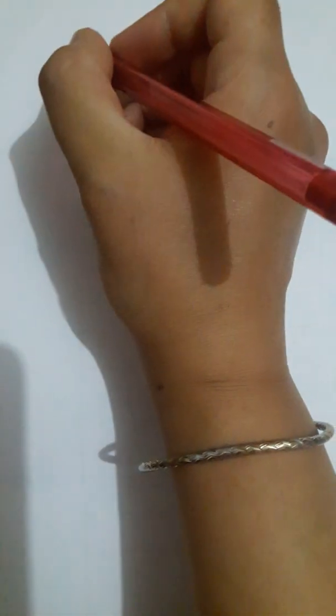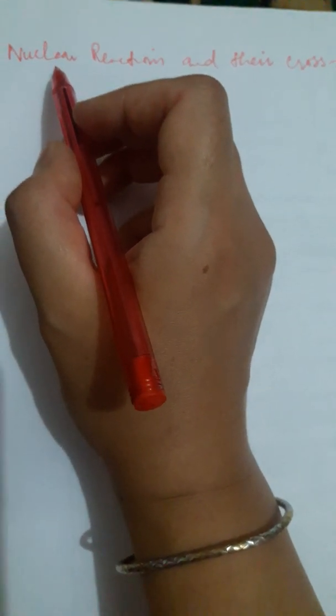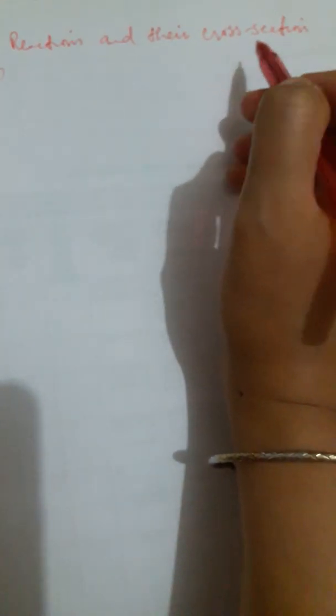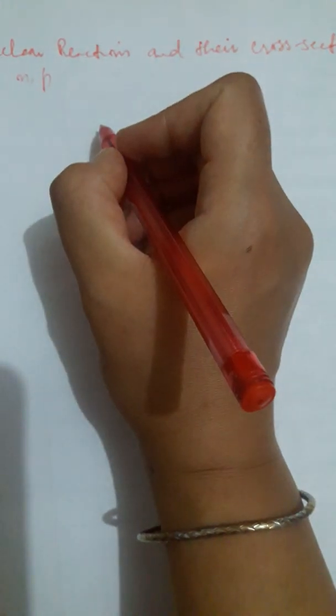Dear students, today we will talk about nuclear reactions and their cross section. Simply put, reactions which involve nuclear particles like neutrons, protons, etc. are called nuclear reactions, but you have to lay an emphasis on what cross section means as far as your understanding is concerned, right?